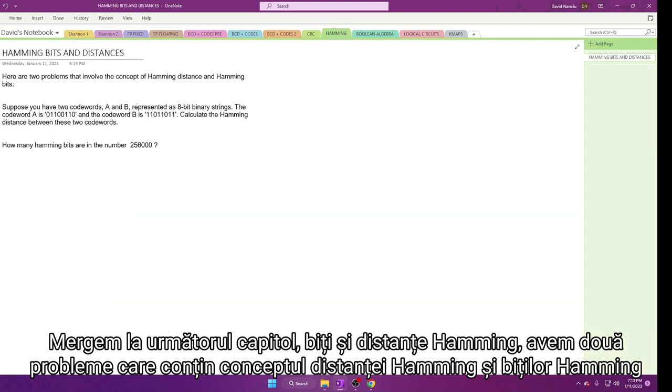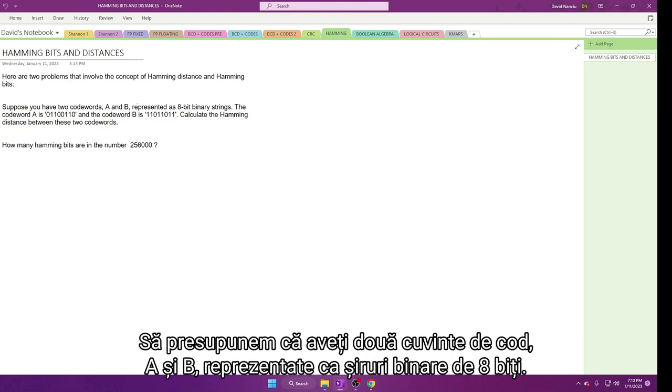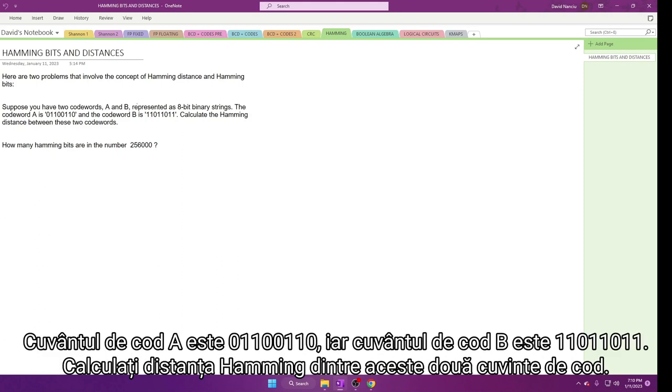Here are two problems that involve the concept of Hamming distance and Hamming bits. Suppose you have, first one, two code words A and B represented as 8-bit binary strings. The code word A is 0 1 1 0 0 1 1 0, and code word B is 1 1 0 1 1 0 1 1. Calculate the Hamming distance between those two code words.